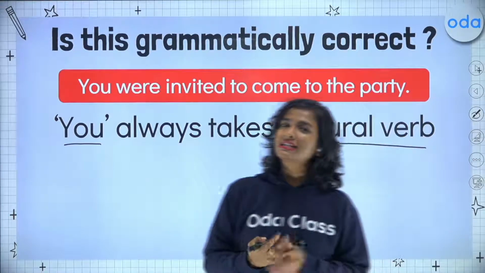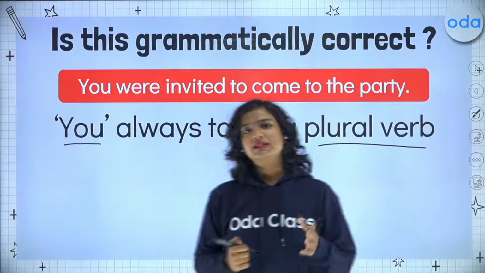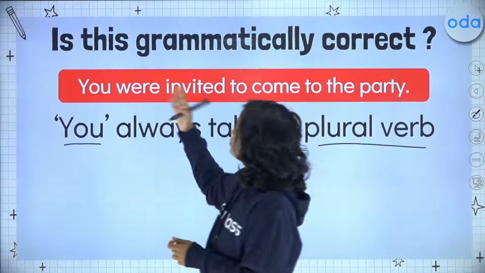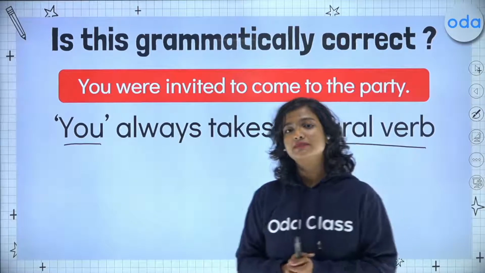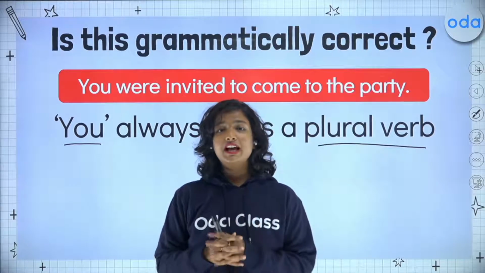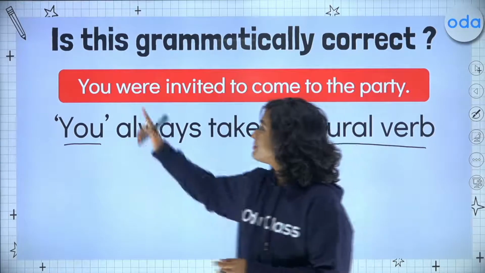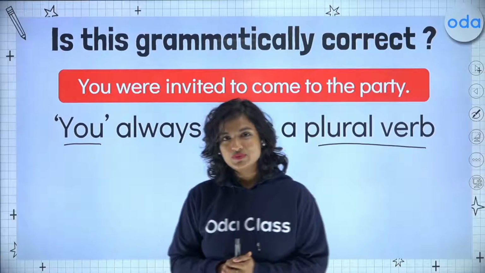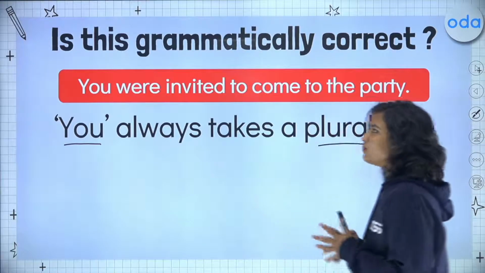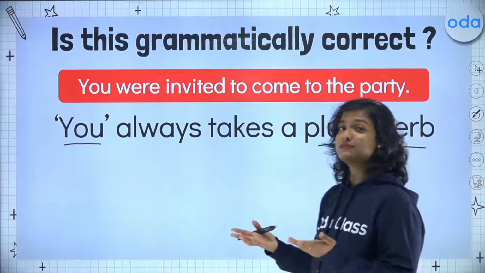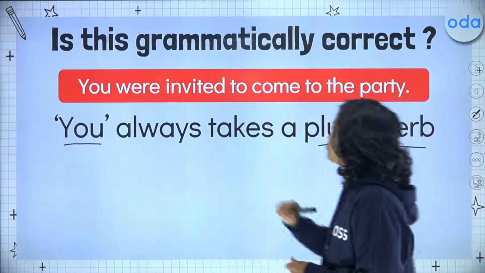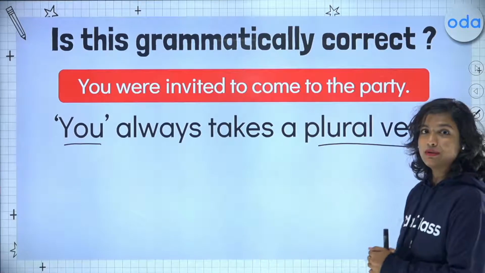Now, you might be wondering why that is. Students, think about it. If I were to say, you were invited to come to the party, can you figure out if I am talking to one person or many people? Simply, our subject, which is you, is not indicative of whether it is singular or plural, which is why you will always take a plural verb.